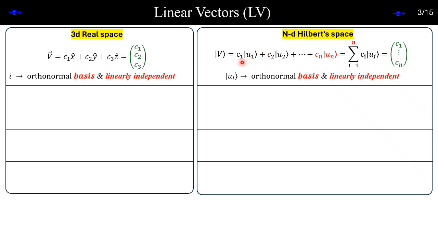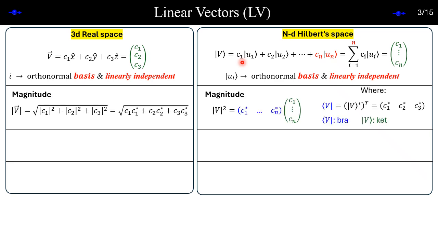Next, what are other things you learned? Magnitude. How do you find magnitude in 3D? Do you agree with this? Modulus of this, and square root. But if it is 3D real space, we don't have any complex numbers, that's why you sometimes have C1 square, C2 square. But you have also worked with complex numbers, say 2 plus 3i. How do you find the modulus of that? With this. Then how do you do the same for ND space?